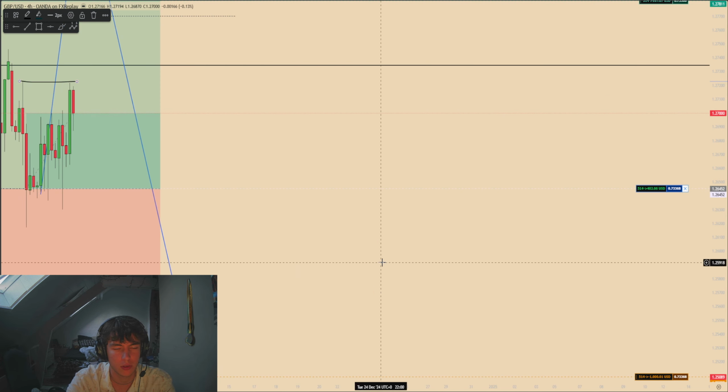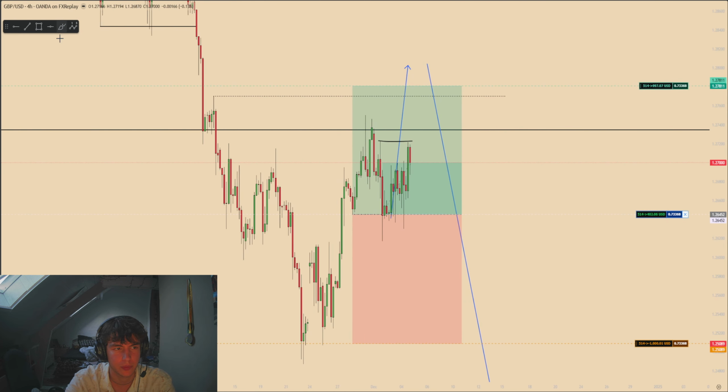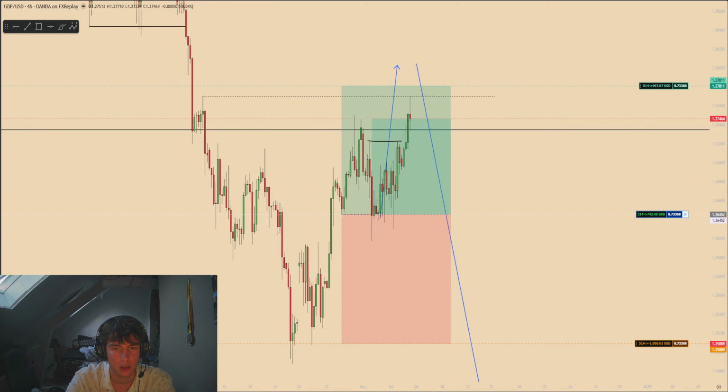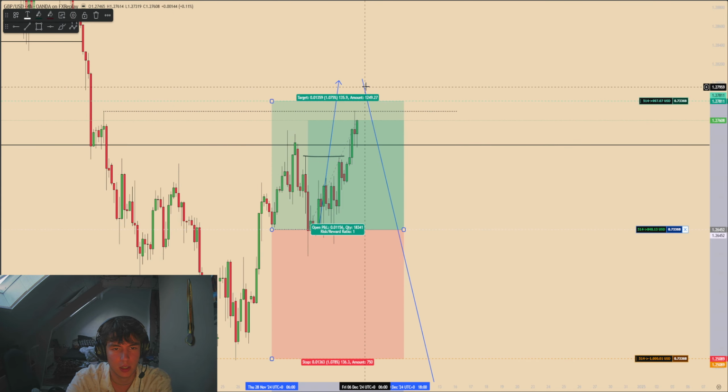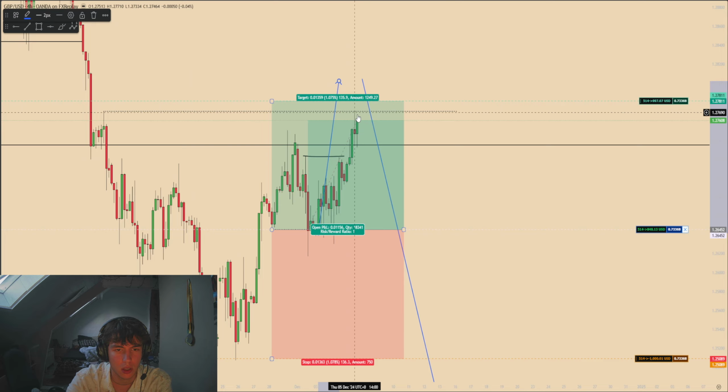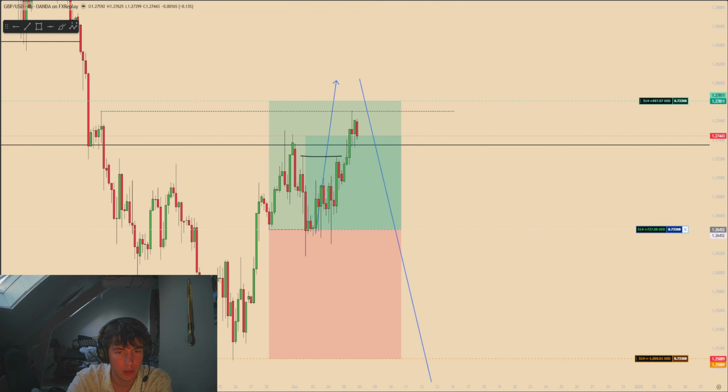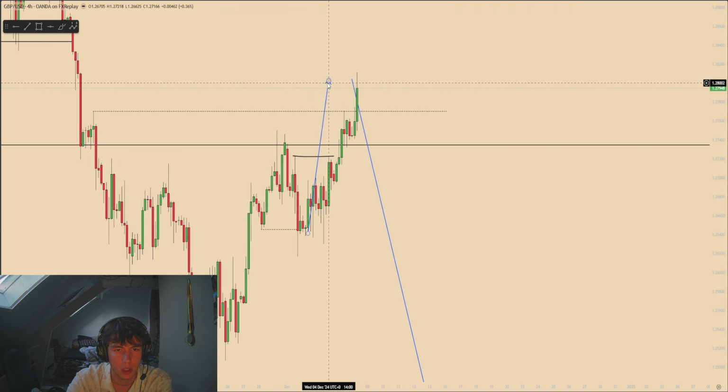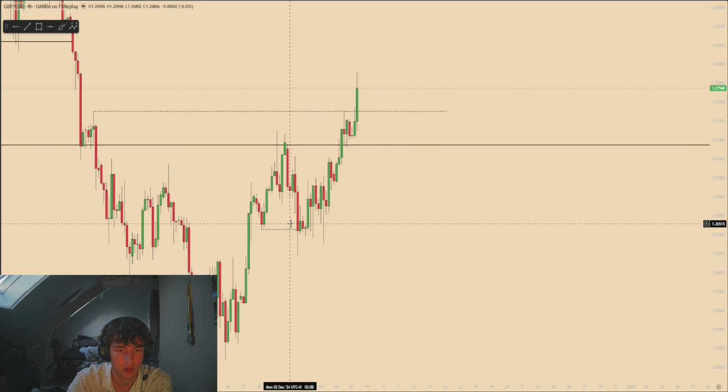Let's go to the 4 hours, so it's a little bit faster. Okay, here we have taken out the liquidity. But I do want to see my TP being hit. There we go. And now we could be looking to enter a short.